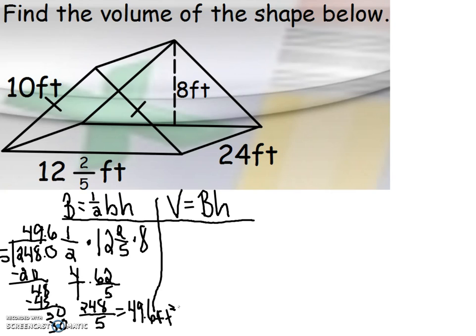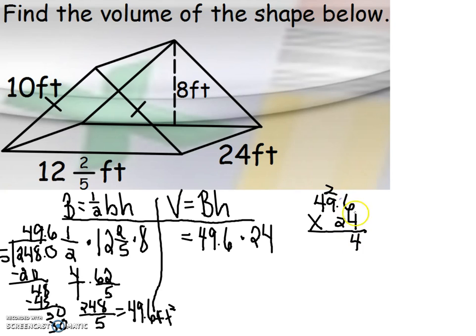All right, so that's the area of the base. That's the area of the triangle. Well, the area of the base times the height of the prism. Remember, the height of the prism is the distance between the two triangles. So we're going to do 49.6 times 24. 4 times 6 is 24. 4 times 9 is 36, plus 2 is 38. 4 times 4 is 16, plus 3 is 19. Okay, the first row is 1,984.